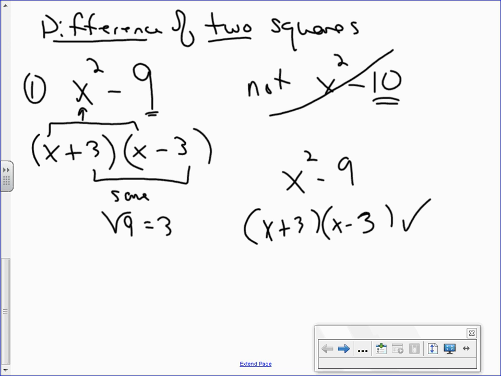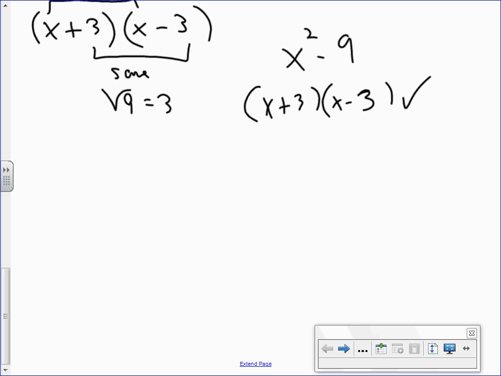That's the answer. You may look at this and think, well, that looks like a FOIL question. You're right. This is backwards FOIL, and it's a special kind of FOIL that results in this difference of 2 squares. If you used FOIL for this, you would in fact get this answer. Okay? All right, that's the first one.